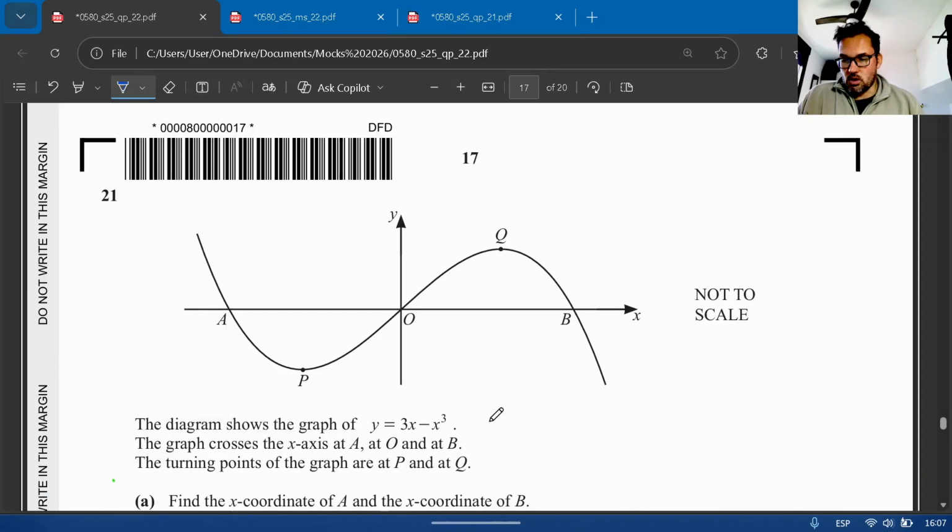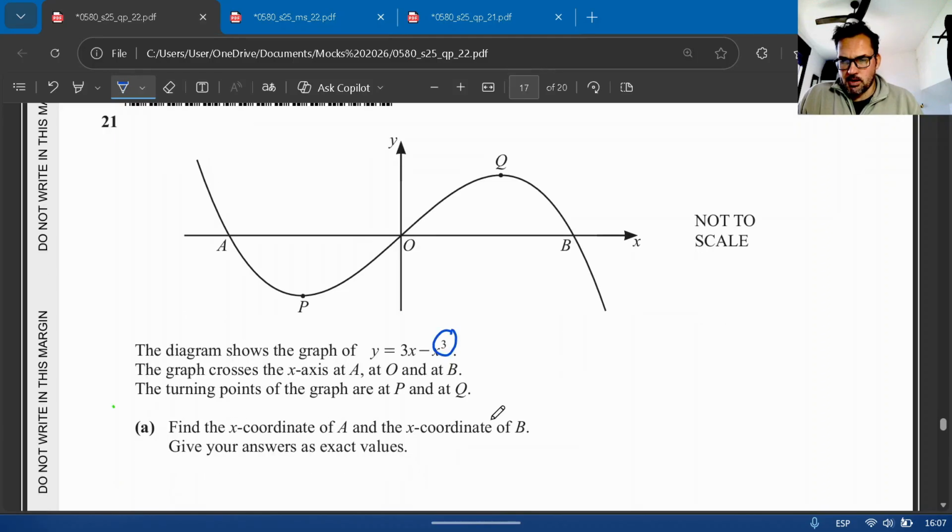Question 21. So here we have a cubic graph, because there's a cube in the equation. And let's read all the information carefully. It shows this graph, y equals 3x minus x cubed. The graph crosses the x-axis at A, O, and B. So what do we know about these points? We know actually a lot, right?